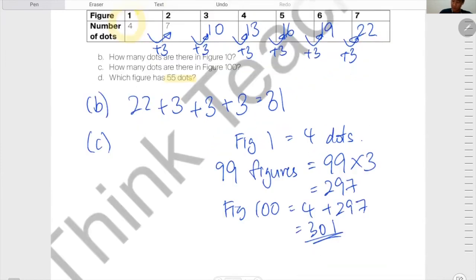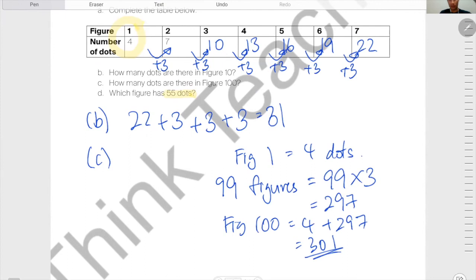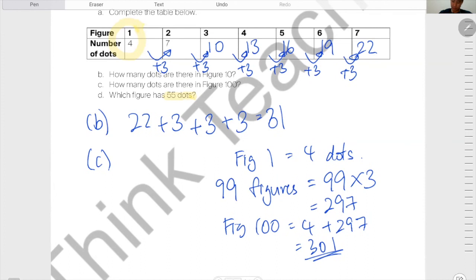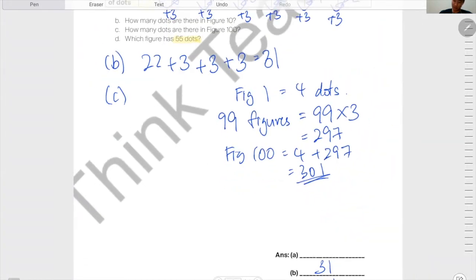Now this is how you do patterns. Number one, you have to identify whenever I move up one figure, how many more dots are being added. If you realize there's 3, then you have to find a base, the first figure. So figure 1 has 4. I want to get to 100, I have 99 additional figures. One figure, 3 dots, 99 figures, 297 dots. And you add 4 to 297. So this is how you get your answer for C.